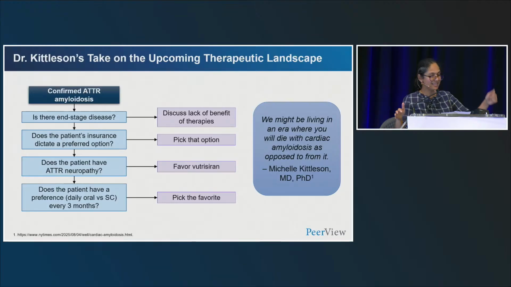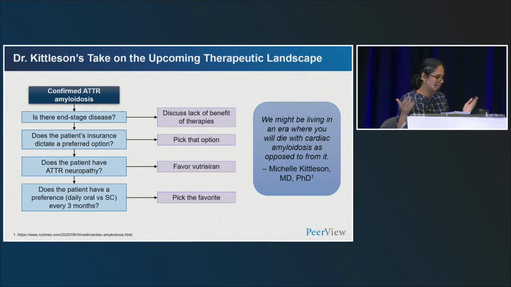And then finally, if they're not too far gone and there isn't one that's cheaper and they don't have neuropathy, I'll say, do you care? Do you want to take 1 pill a day, a couple pills a day, 4 pills a day? Do you want an injection every 3 months? And then I will pick that option. So cost and preference factor into it.